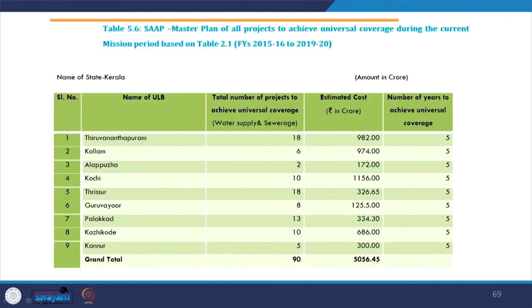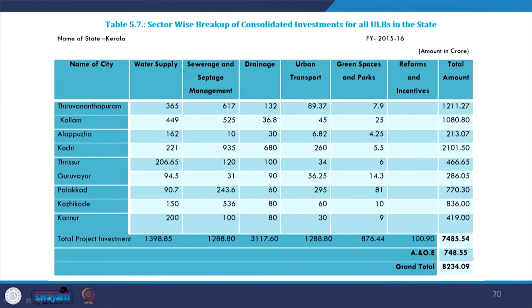So we see how they are planning for all these projects, and how city wise all these water supply and sewerage projects are planned. Thiruvananthapuram gets 18 projects, Kollam gets 6 projects and 2 projects and so on, and then the total cost is worked out. Here again we see how much would be invested in each area in each city: water supply, sewerage and drainage, urban transport, and green spaces and parks.